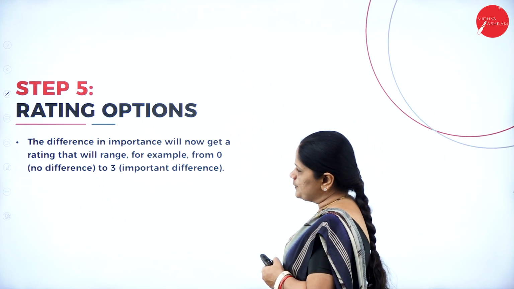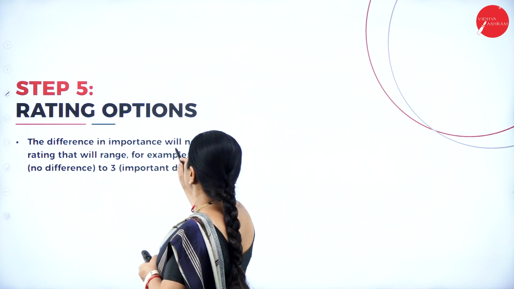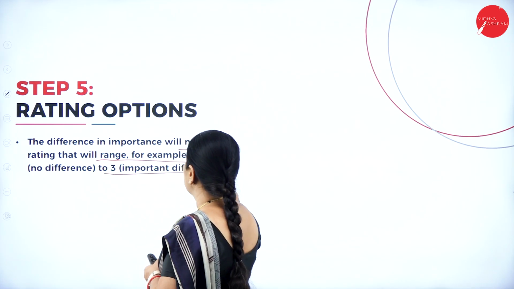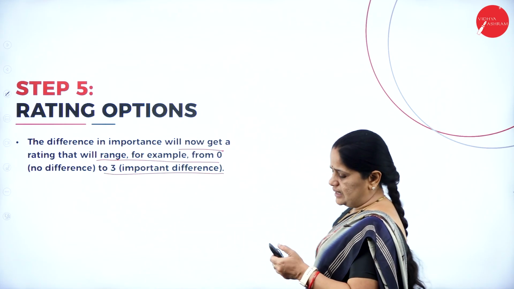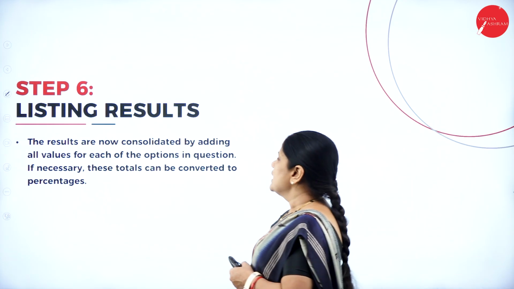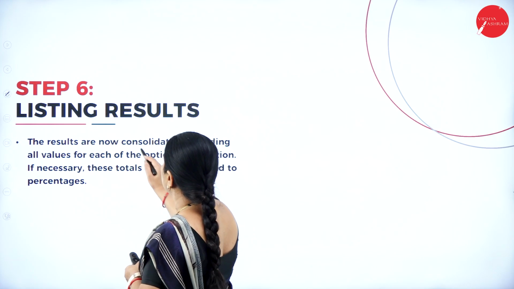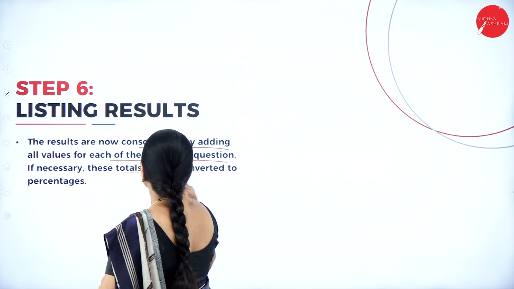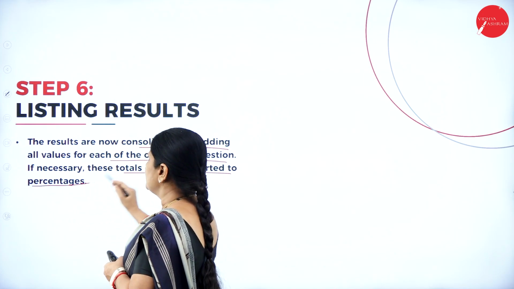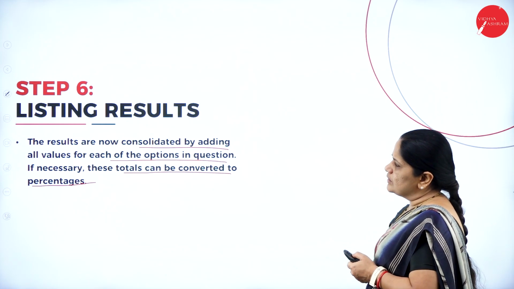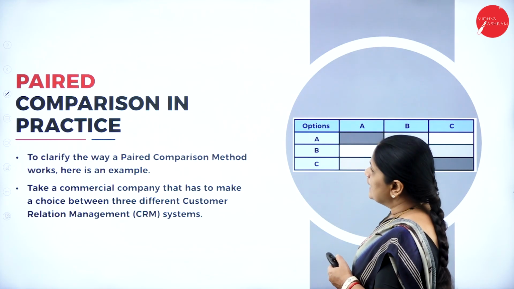Next is rating the options. The difference in importance will now get a rating that will range, for example, from 0 to 3, depending on how important the difference is. Then step 6, listing the results. The results are now consolidated by adding all values for each of the options in question. These totals can be converted to percentages. In this way, we can add up and list all the results.